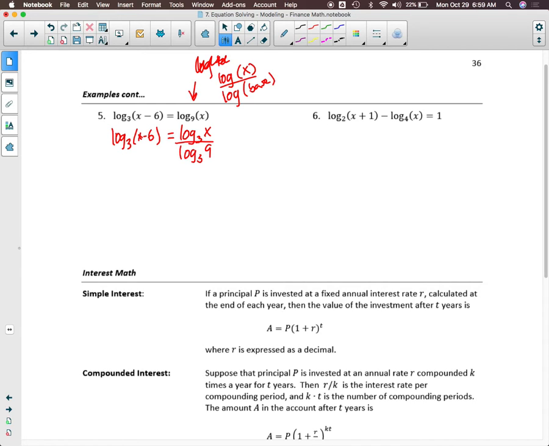All right, so let's think, what is log 3 of 9? Log 3 of 9 is actually a 2. So this is actually a 1/2 log 3 of x on this side. And we still have that log 3 of x minus 6 over here.